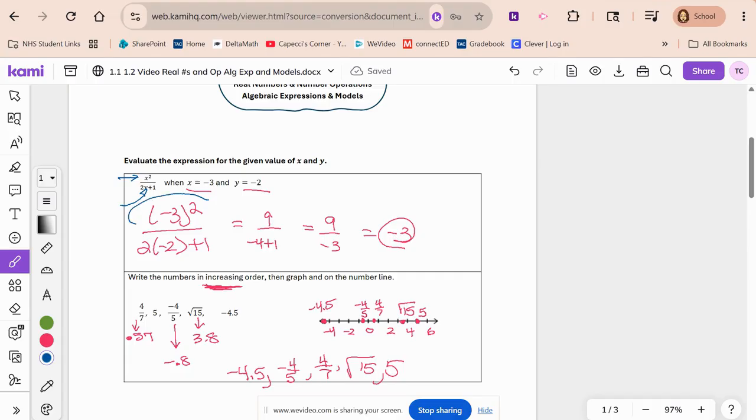So if I take a look at -3 squared, remember that's +9, not -9. And I have 2 times -2 gives me -4 plus 1. So that gives me 9 over -3. So my final answer there is -3.